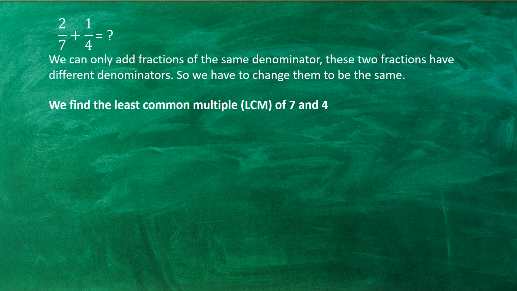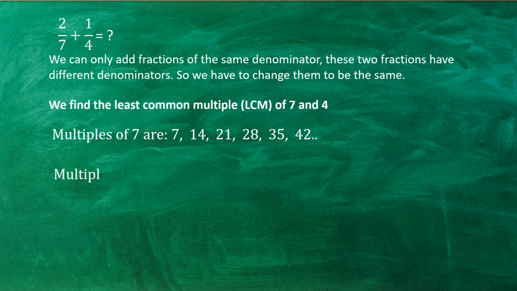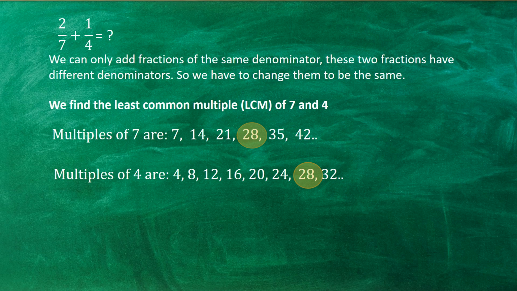Let us find the multiples of 7. They're going to be 7, 14, 21, 28, 35, 42, and so on and so forth. And those of 4 are 4, 8, 12, 16, 20, 24, 28, 32, and so on and so forth. Now clearly the least common multiple appearing in the multiples of both is actually 28. So that is our LCM, which we're going to use to re-express the fractions that we were given.